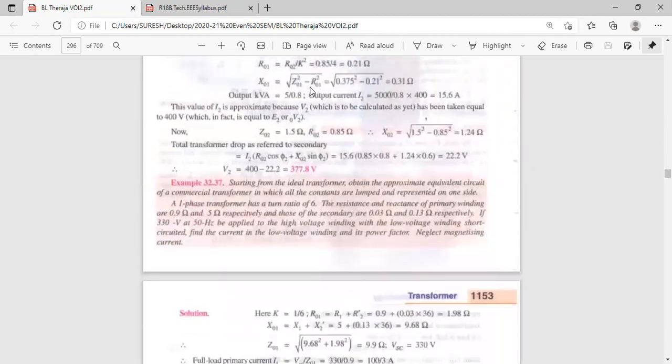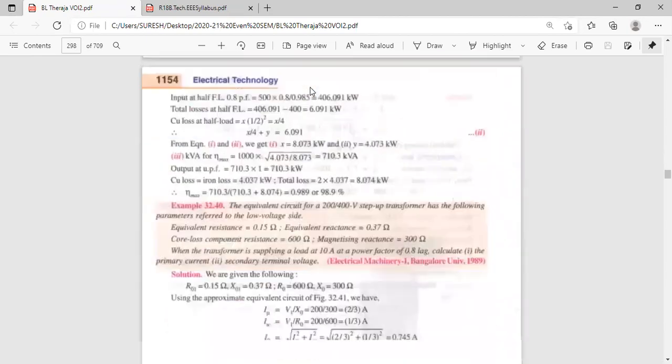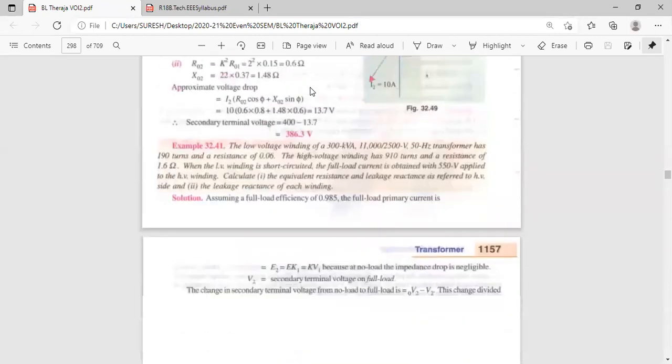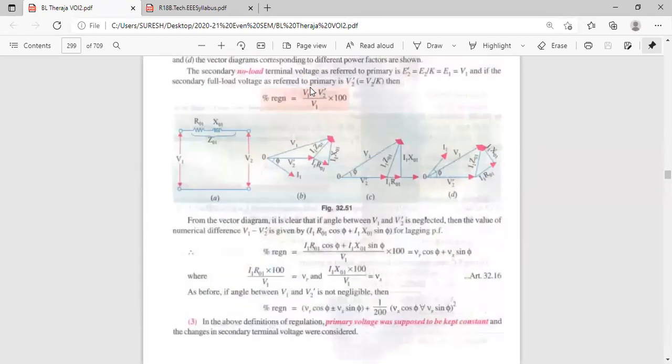Then we'll go for the regulation. Next topic in your syllabus is regulation. Write as side heading: Regulation of transformer. First of all, we will see what we mean by regulation.